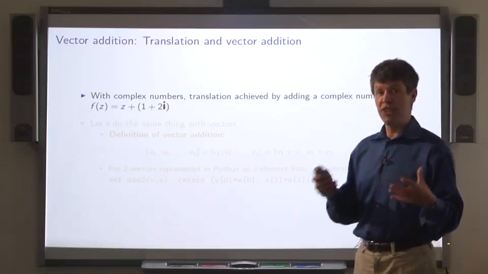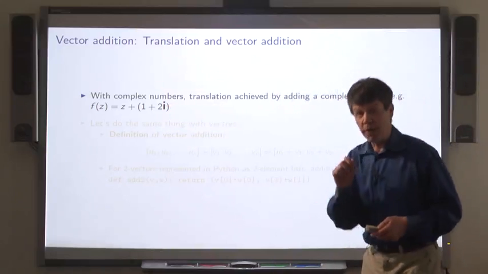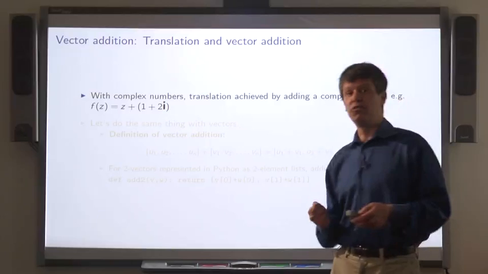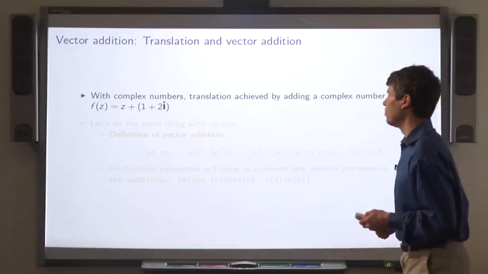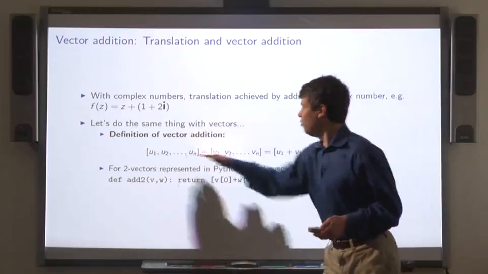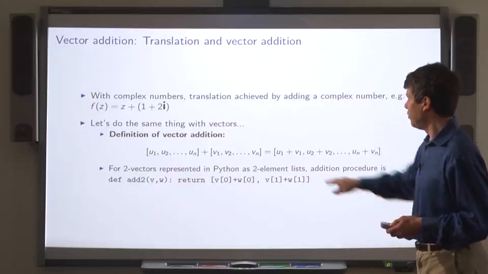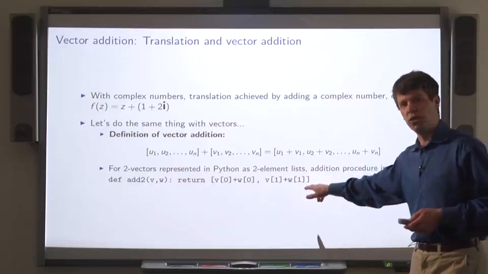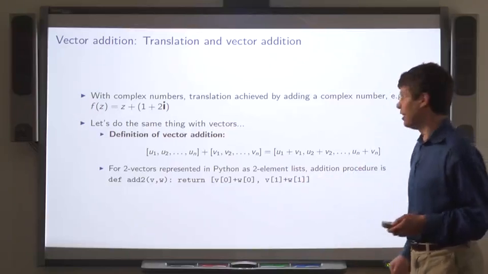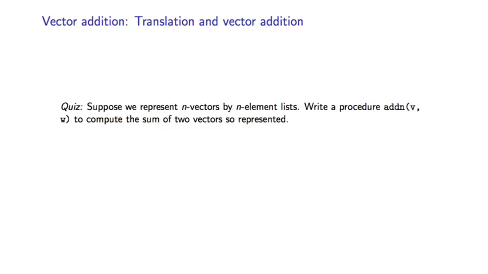Now, with complex numbers, we achieved translation by addition. So in order to do the same thing with vectors, we have to introduce a vector addition operation. So here's the basic definition of vector addition. To add two vectors, you just add them entry-wise. Here's the code for doing addition of two vectors in Python when the two vectors are represented as lists.